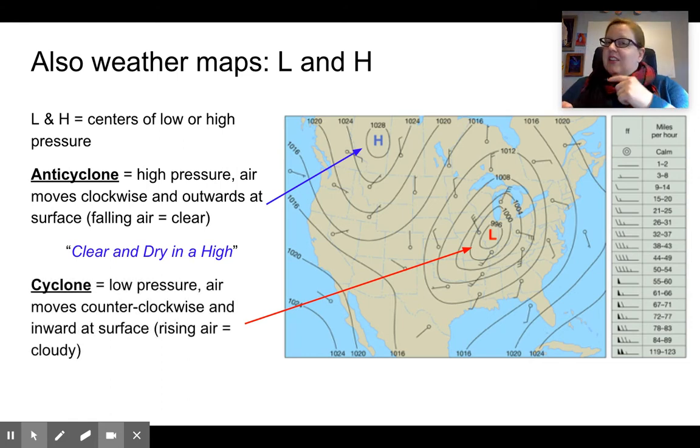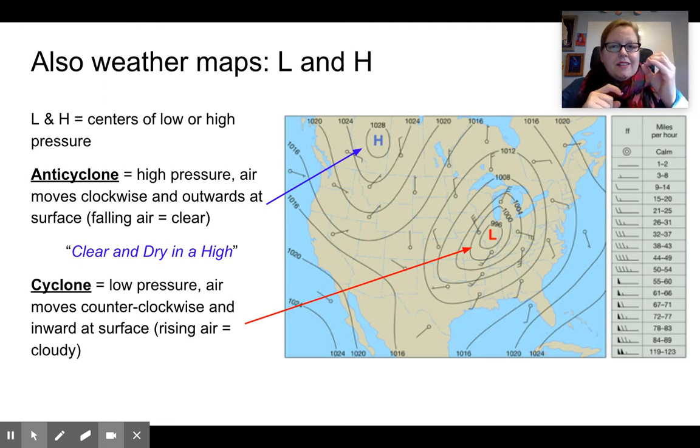A cyclone is the exact opposite, of course. These are low pressure systems. And in these systems, the air is moving in because pressure flows from high to low. So it's moving in and up. And as we just talked about, if I can get air to go up, it can cool and condense into clouds. So there's no catchy saying for this one, but in a low pressure system, you can expect it to be very cloudy and you can expect the air to be rising upwards.